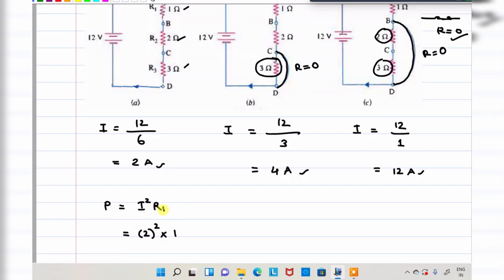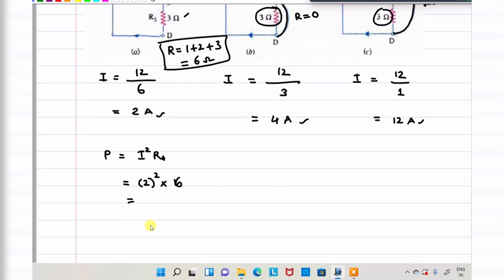Sorry, the equivalent resistance R. I am sorry, the total equivalent resistance is equal to 1 plus 2 plus 3, which is equal to 6 ohm. Don't get confused, so I make it 6 here. 2 square is 4. 4 times 6 is 24. What is it? 24 watts.